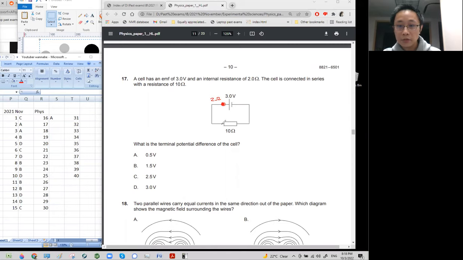And terminal potential difference would be the potential difference measured by a voltmeter like this. Because you can't physically insert a connection between the battery. You can't really isolate the internal resistance from the source voltage itself.